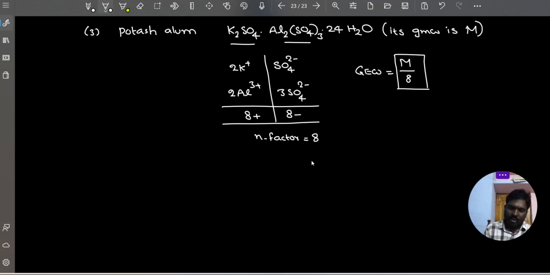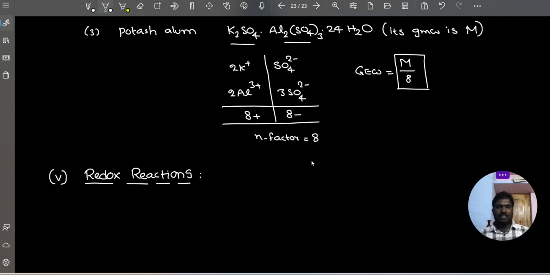Now the last one, redox reactions. We have a separate redox reactions lesson, in that lesson you will learn very clearly. Here, redox reaction means oxidation and reduction both take place in a single reaction. Here the number of electrons released or consumed is simply known as n factor.